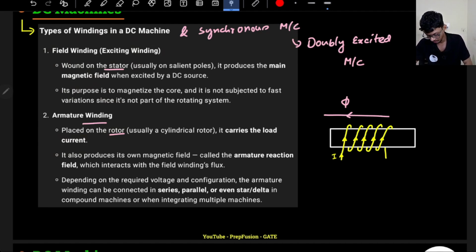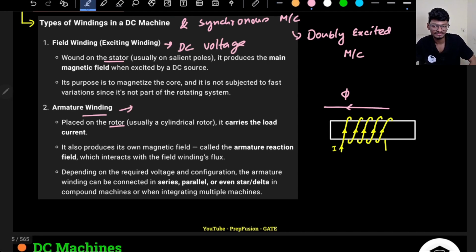Now, in case of armature winding, please keep in mind here the current will be DC, right? DC voltage across the field winding, there will be DC voltage. But remember, in the armature winding, AC voltage is induced. How is it induced AC voltage? I will discuss that. So in armature winding, AC voltage is induced.